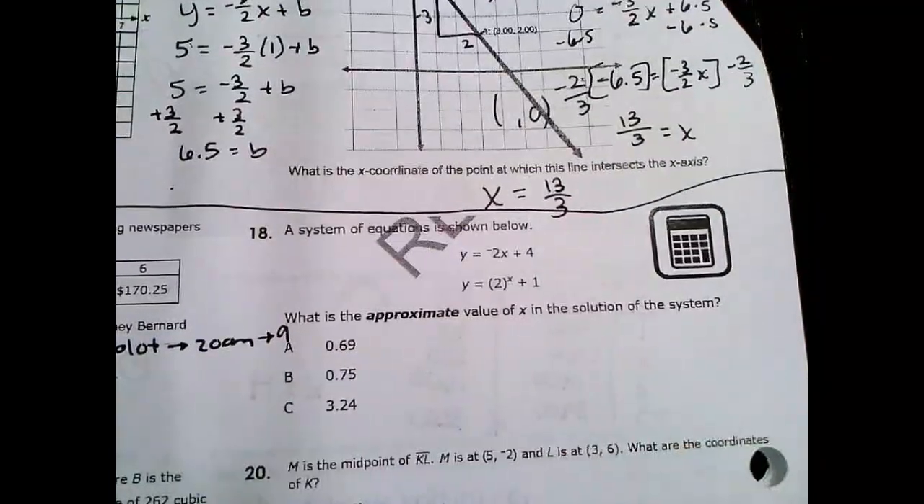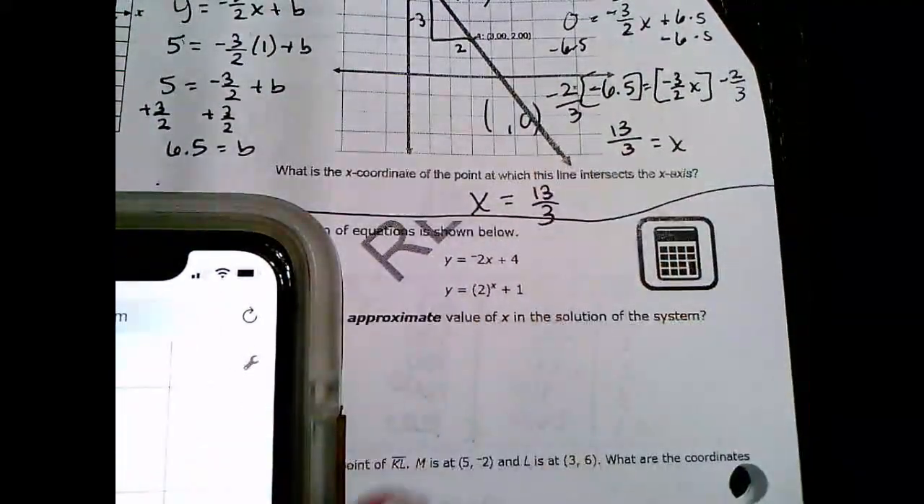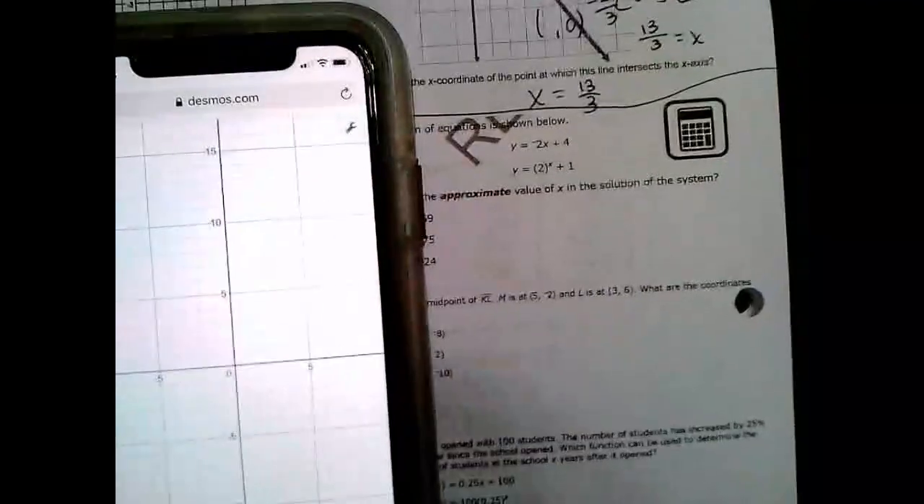18, a system of equations is shown. What is the approximate value of x in the solution of the system? This is also a Desmos one. Very, very, very easy. Once you're allowed to use calculators, plug this into Desmos.